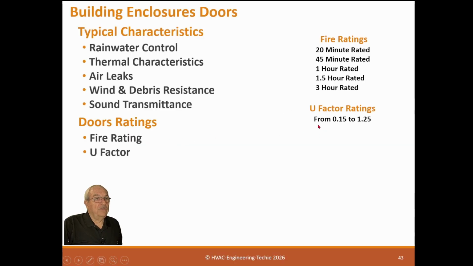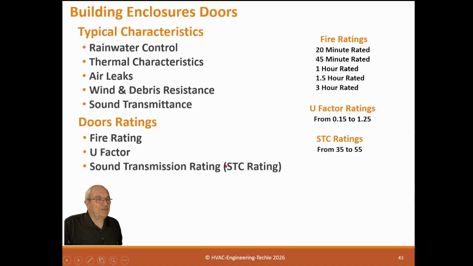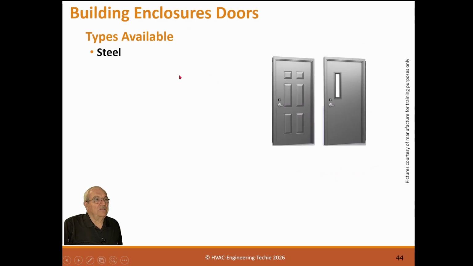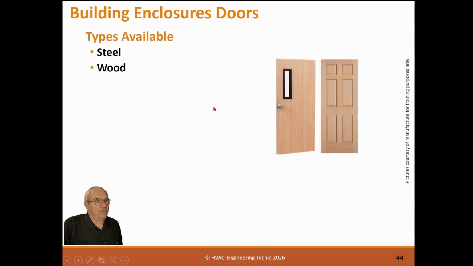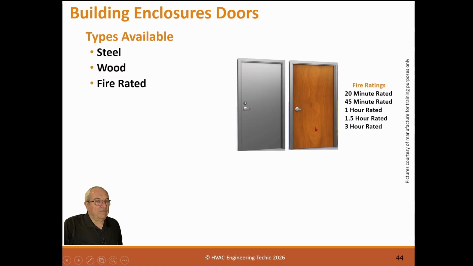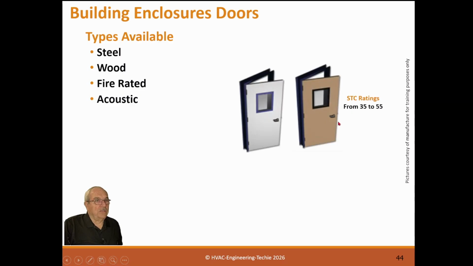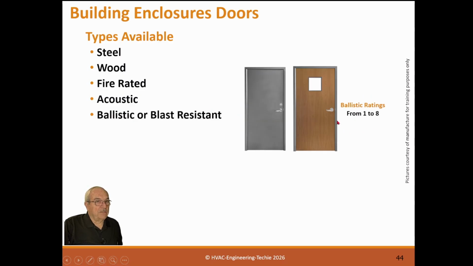U factor can be from 0.35 to 1.25, from good to really bad, can be either way. Sound transmission ratings, STC, are from 35 to 55, and I believe that's a decibel, but I'm not sure. Ballistic is from 1 to 8. 8's a really big bullet. 1's a small bullet. Okay, so it can get steel, wood, fire rated, both wood and steel, acoustic, doors that are designed specifically for acoustic, and then ballistic resistance, again, from 1 to 8.